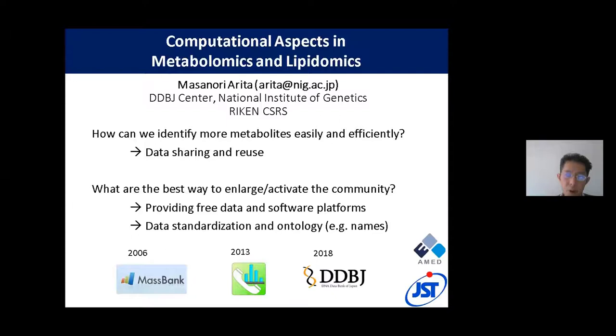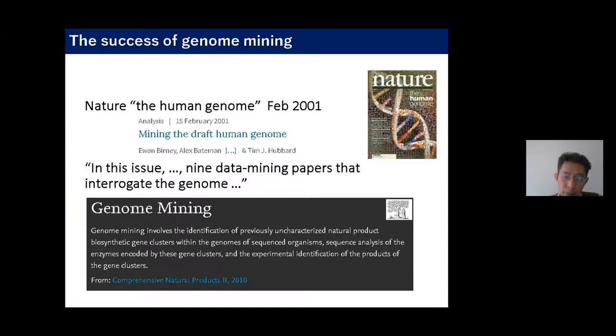So what I believe is that providing free data and software platforms is very important. But at the same time, we have to consider other databases and other software platforms. So data standardization and ontology are also an important part. I will explain these activities in metabolomics in my talk. But before going into metabolomic activities, let me briefly explain about genomics activities. Everybody knows about the International Human Genome Project.